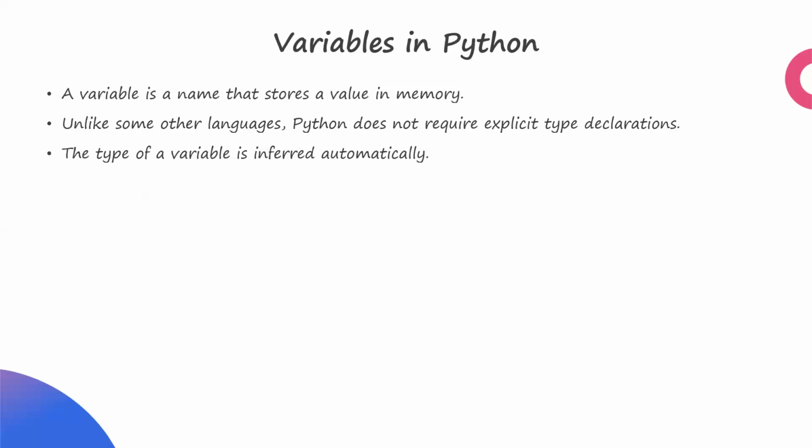So when you give it the value, Python will infer it automatically. Python would figure it out automatically. So the type of the variable is inferred automatically. And when we mean type, every data has its own type. In computer science or in computer programming, every data has its type.